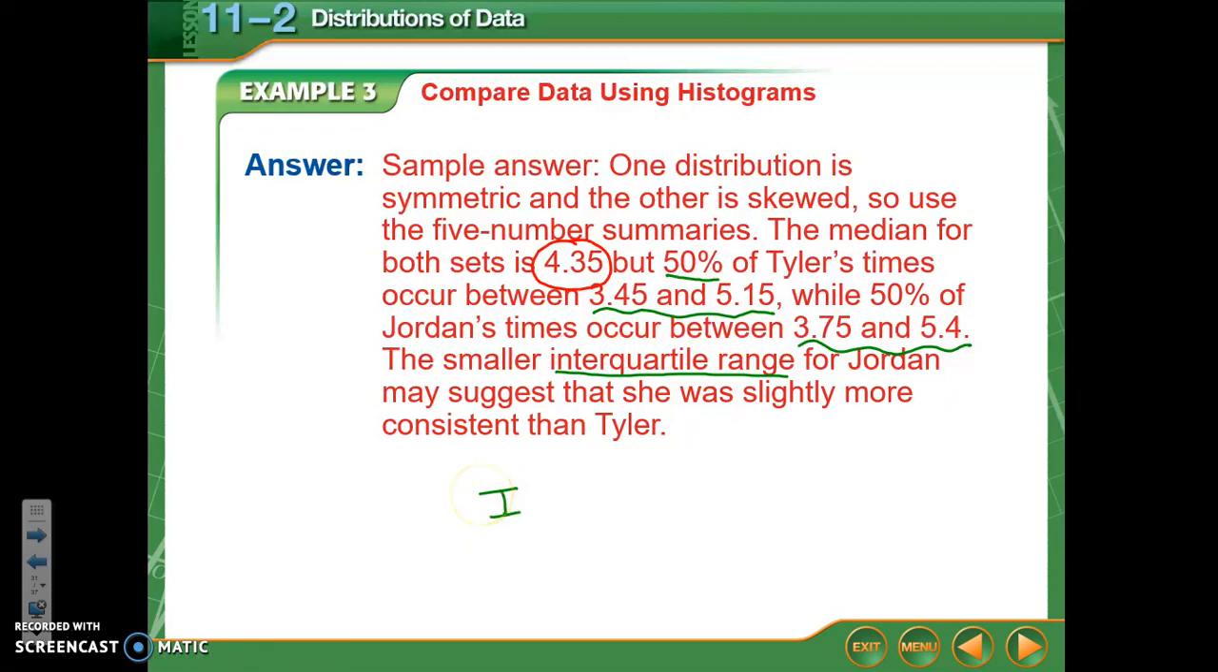The interquartile range, which we often abbreviate as IQR, I take Q3 minus Q1. So Jordan has basically less space between his quartile 1 and quartile 3, so it might suggest that he was a little bit more consistent than Tyler was because Tyler's interquartile range was a little bit bigger.